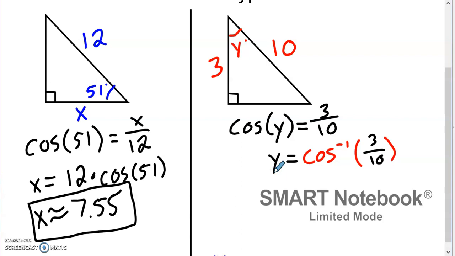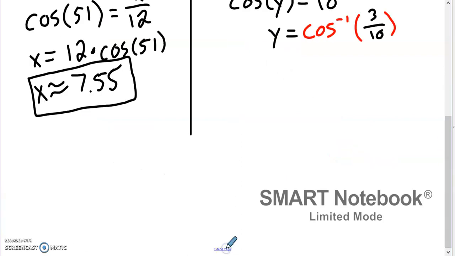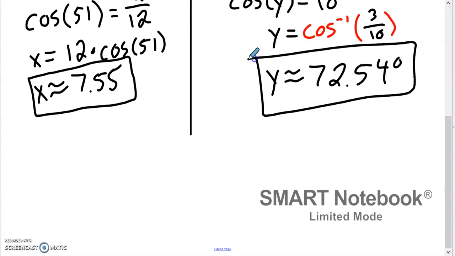We plug it into our calculators, and we get that y is about, remember this isn't exact, but it's a good estimation, cosine inverse of 3 over 10, and we get it's about 72.54 degrees. Sweet, sweet, sweet. That's 2 out of 3.